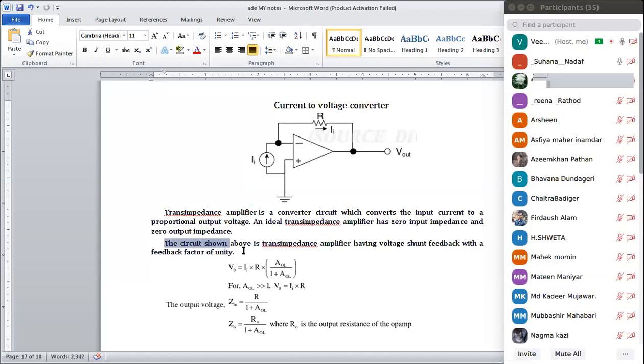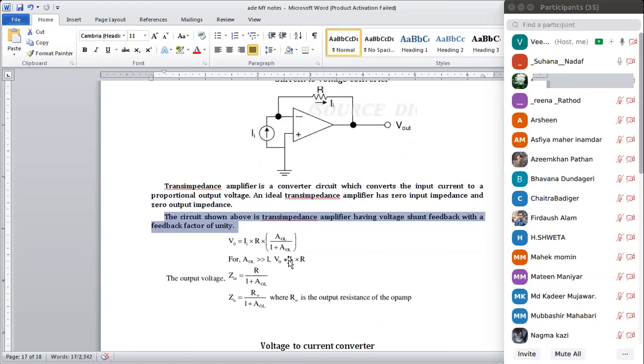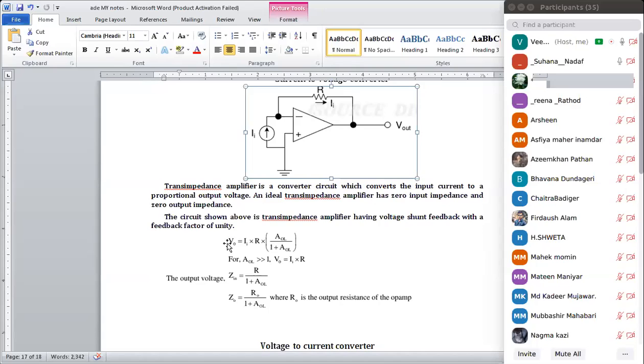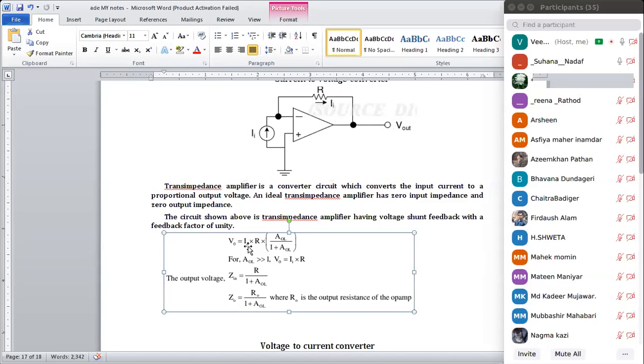Then how is it going to be calculated? How is the current converted into a voltage? That is what we get at the output side, V naught. What is the input? The input current, I source. Along with that we have a resistance R. Basically we know Ohm's law, V equals I into R. So the output voltage V naught equals the input current I into the resistance R into the closed loop gain.